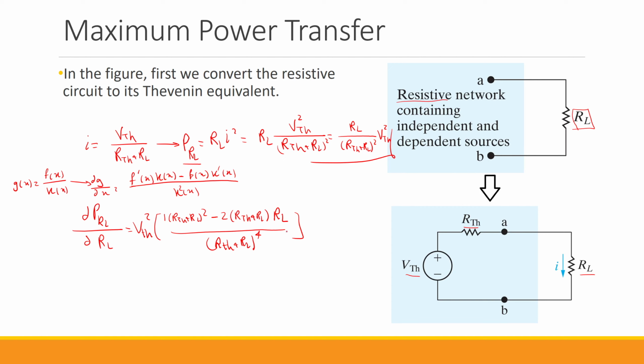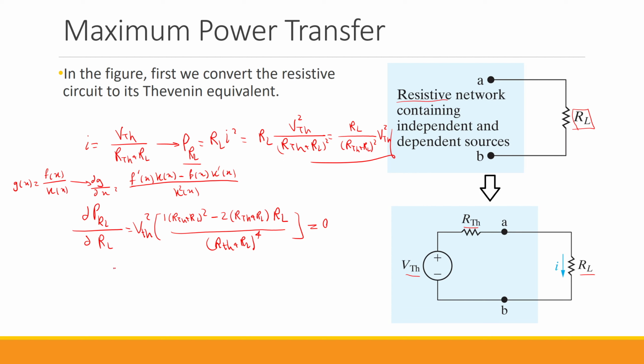So at the point of maximum or minimum, this thing equals 0. So we need to find RL. So this equation becomes 0. For this equation becoming 0, VTH cannot be 0, right? Because if VTH is 0, then basically there is no power. Also, the denominator is not important, because for this whole thing becoming 0, only the numerator needs to be 0.